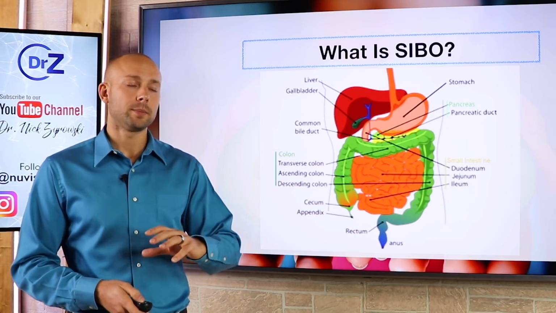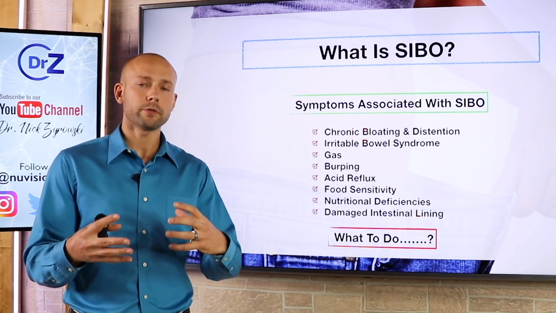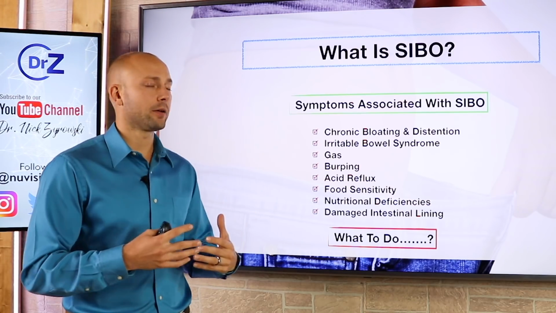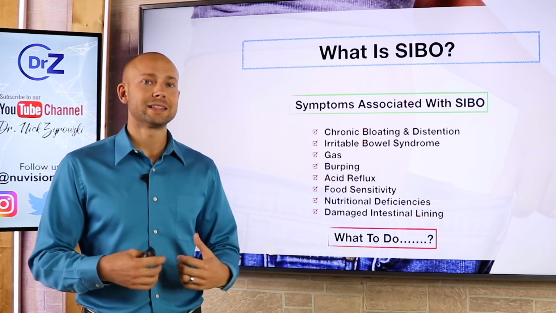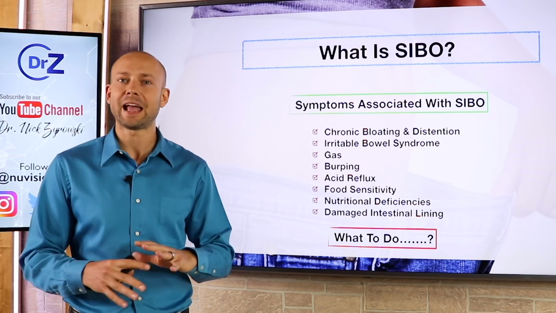So let's go ahead and talk about the different symptoms associated with it, because if we can first identify it and then know what to do with this issue, then it's going to be something that we're going to be able to reverse properly. So first of all, chronic bloating and distension. Okay, so like I said, I've had this. I can describe every one of these symptoms because I had all of them.